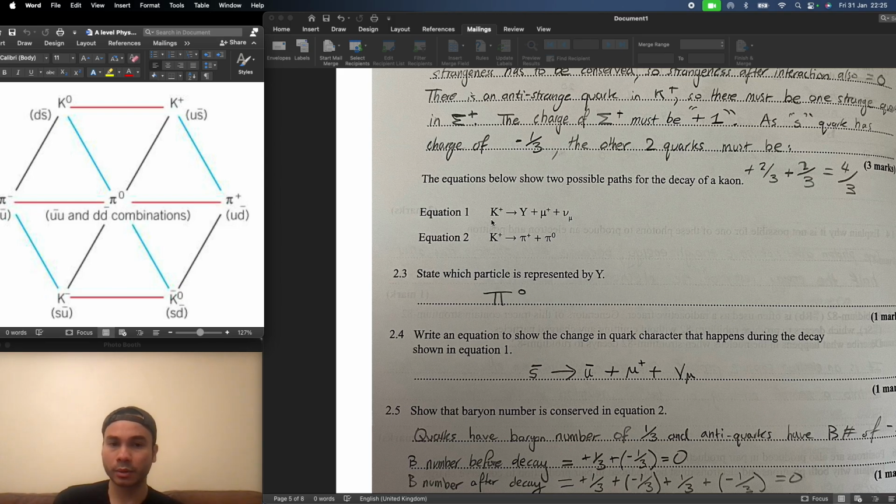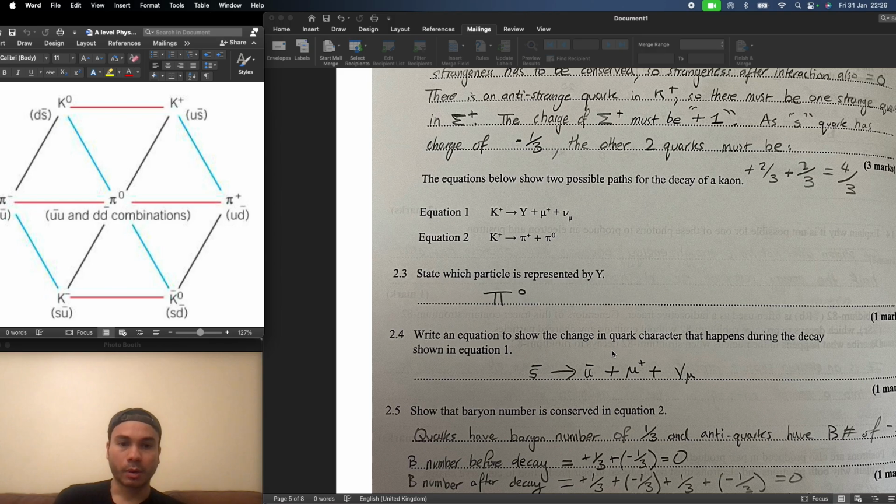Let's check everything else. Baryon number of 0 on the left because it's a meson. Baryon number of 0 because it's a meson. 0, 0. There are leptons. Lepton number is 0 on the left, no leptons. On the right, these lepton numbers cancel out: -1, +1. Okay.